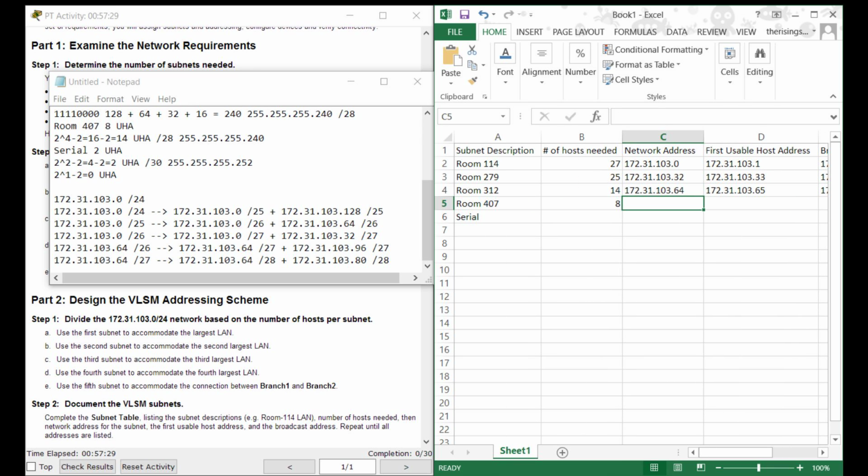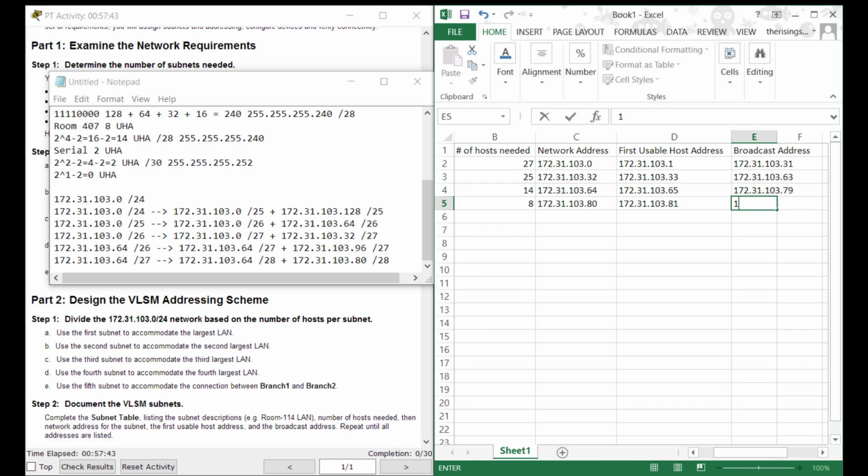And second to last network address 172.31.103.80. First usable, one more than that. And our broadcast address is going to be 95.